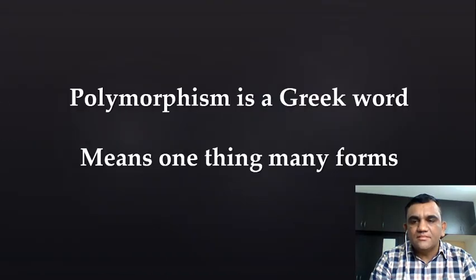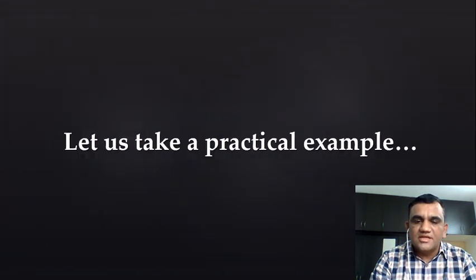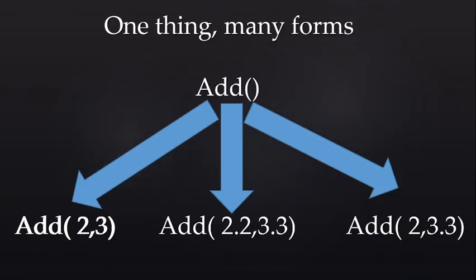Polymorphism. Polymorphism is a Greek word, meaning one thing, many forms. Let us take a practical example. Now here we want to do the addition of two different types of numbers. We have add as one function. You can provide two values, then it will do the addition of those two values. For example, here we have provided 2 and 3, which are known as integer numbers in a programming language. It will do the addition of 2 and 3.